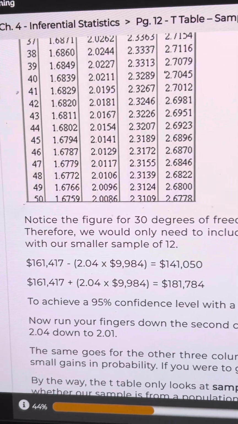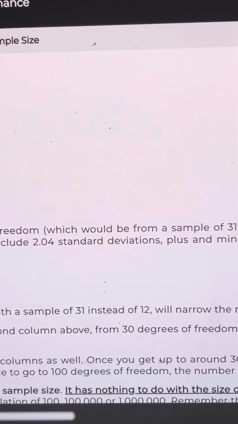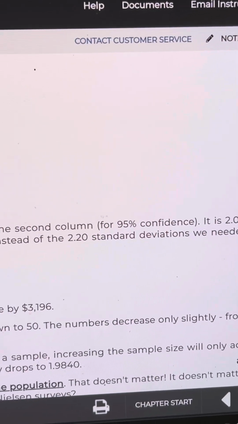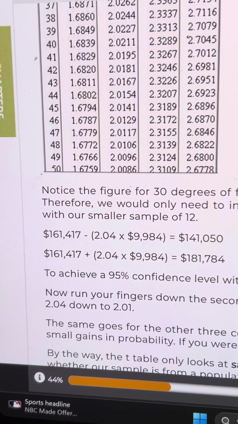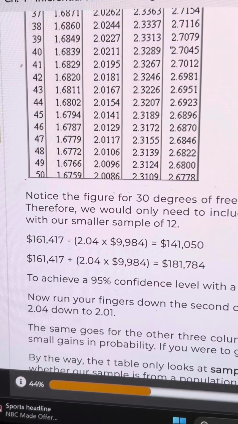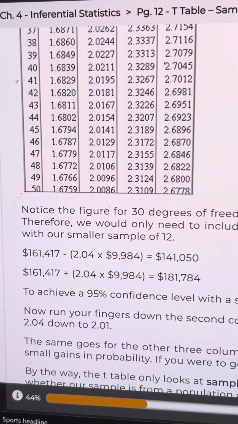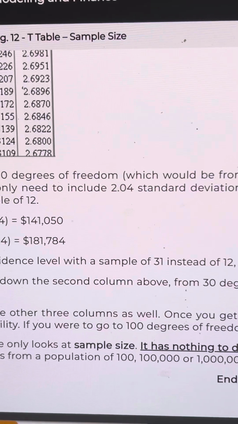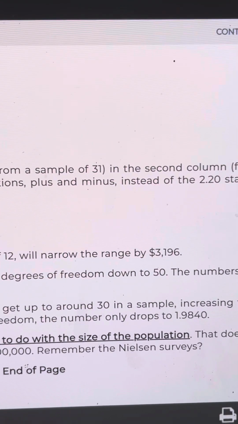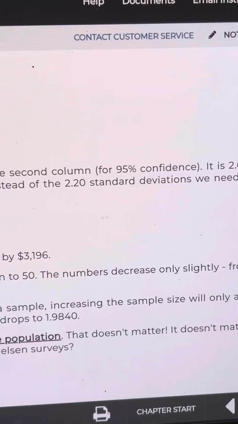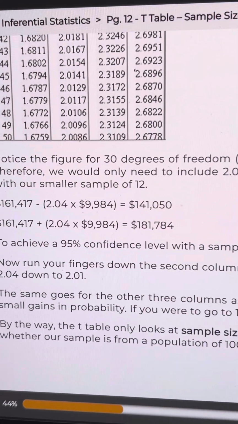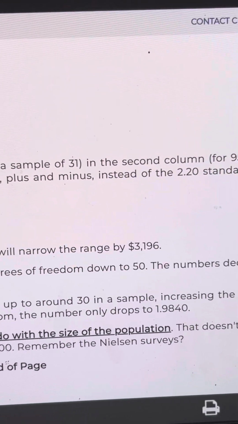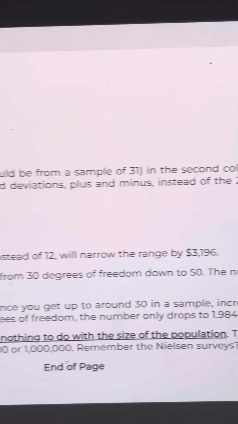Now run your fingers down the second column above, from 30 degrees of freedom down to 50. The numbers decrease only slightly from 2.04 down to 2.01. The same goes for the other three columns as well. Once you get up to around 30 in a sample, increasing the sample size will only add small gains in probability. If you were to go to 100 degrees of freedom, the number only drops to 1.9840.